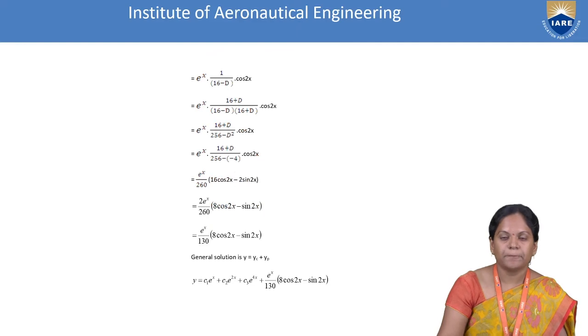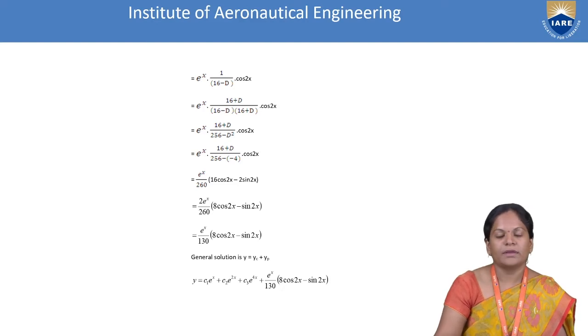So then we'll get e power x into 1 by, after simplifying, 1 by 16 minus d into cos 2x. D as it is there only, and the constant terms simplify, then you will get e power x into 1 by 16 minus d into cos 2x. Now here the denominator is having d. What is the next step?